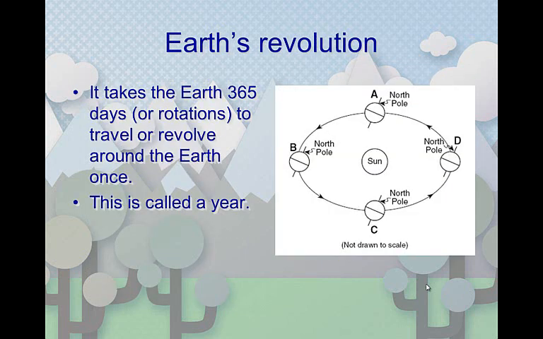The Earth's revolution. It takes the Earth 365 days or rotations to travel or revolve around the sun once. Okay, this is called a year.